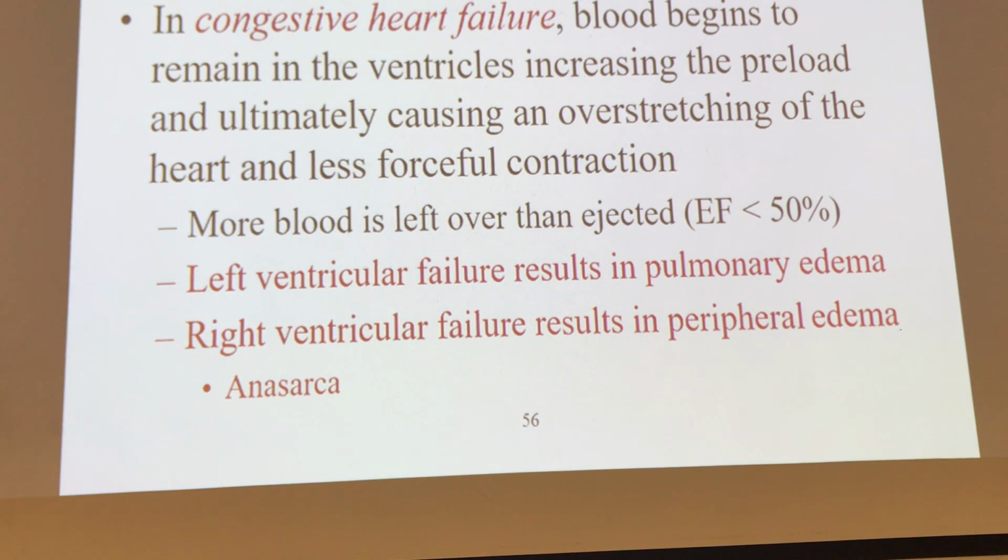As blood is in the pulmonary veins and it can't move around, it starts to expand the pulmonary veins and fluid starts to leak out. As fluid starts to leak out, we have pulmonary edema and we have inefficient oxygen exchange.